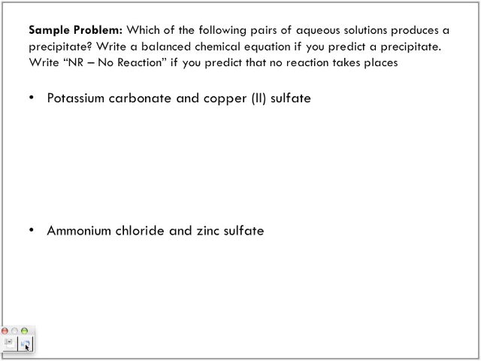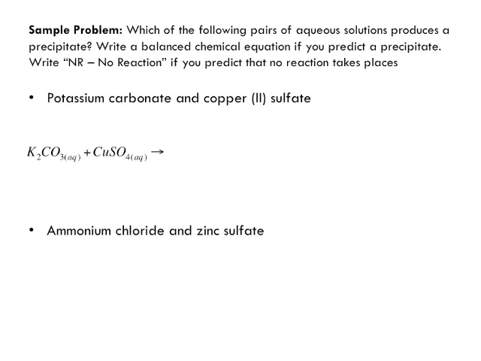So let's look at these sample problems. Which of the following pairs of aqueous solutions produces a precipitate? Write a balanced chemical equation if you predict a precipitate. Write NR, so no reaction, if you predict that no reaction will take place. So take a moment. All I've given here are the initial reactants. So write out your reactants, write out your products, figure out what your products are going to be, balance it, and then figure out which one will precipitate out.